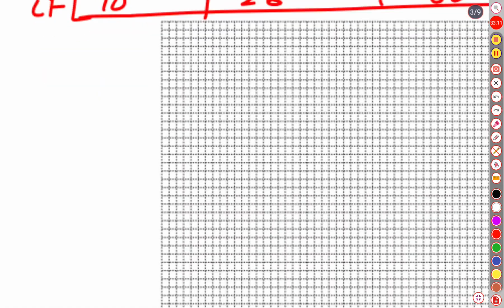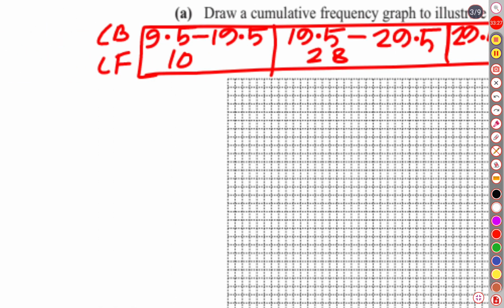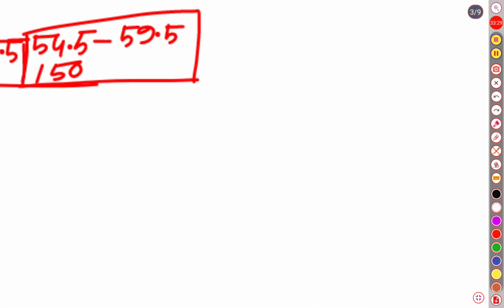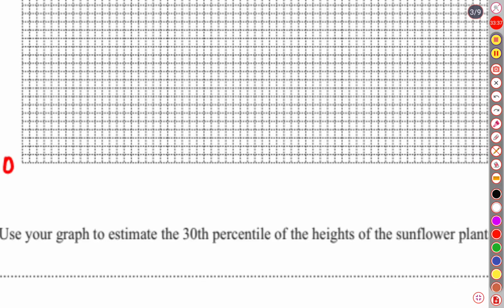So let us write 9.5. Let us write here 0, then 1, 2, 3. So our range is from 9.5 until 59.5. So 60, we require 60. I think we can write from here. So it is 1, 2, 3, 4, 5, 6, 7, 8, 9, 10. So here is 10. We can write here 10.